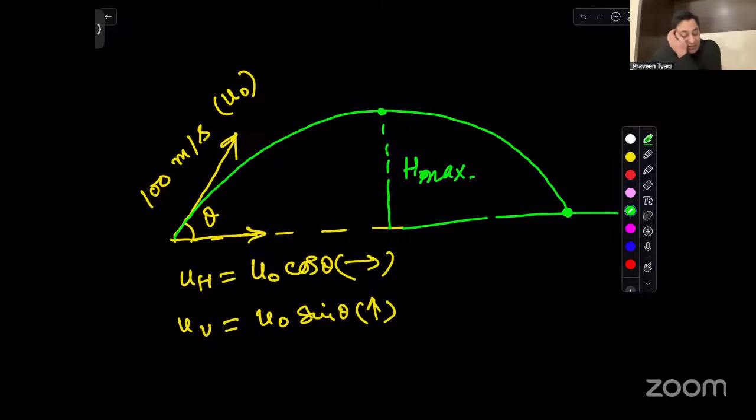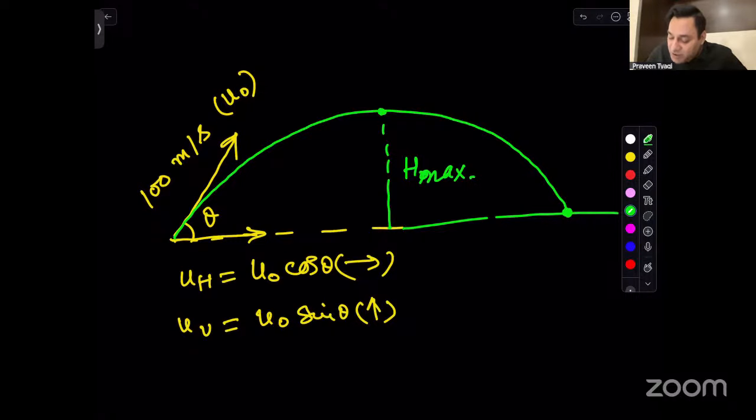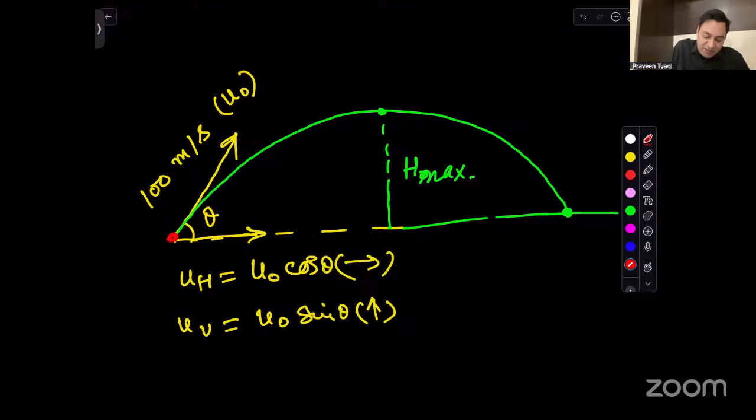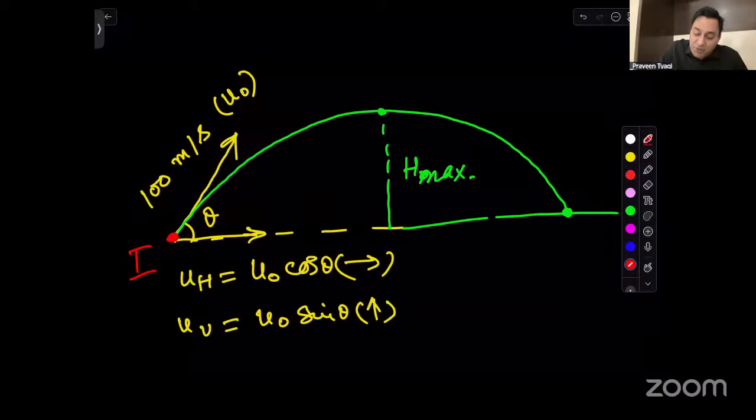Anything can be found. Now, tell me what is the initial position, what is the final position? Who will tell me? Initial position of the particle is this. And final position that I'm talking about, maximum height attained. So I'm interested in this point. So at this point, for us right now, this is the final point of consideration. Now, between these two points, what all do we know?